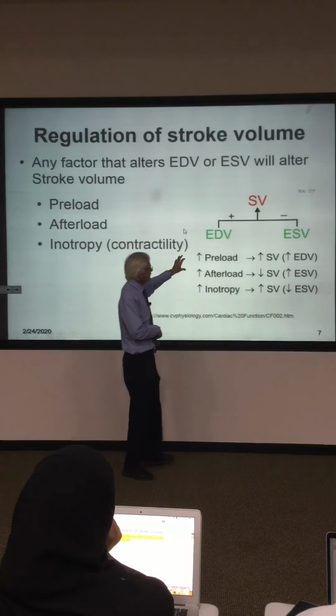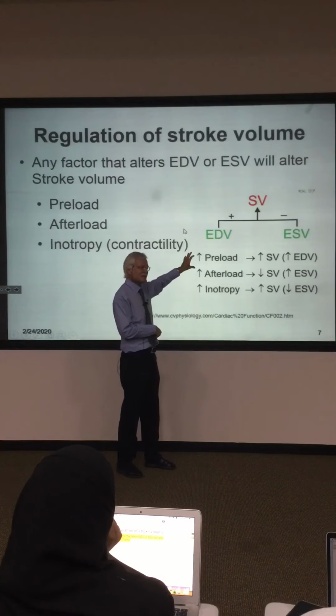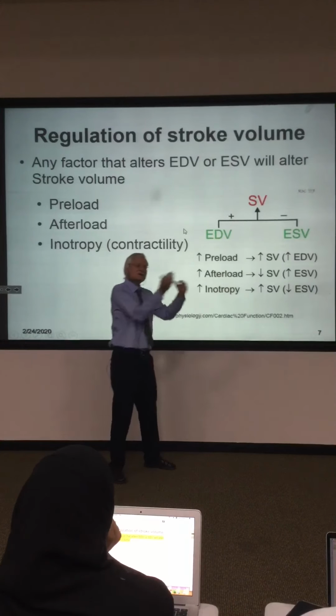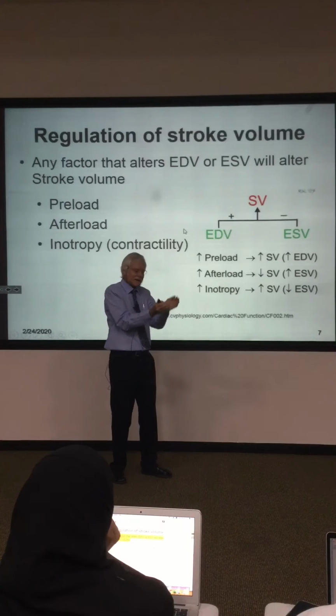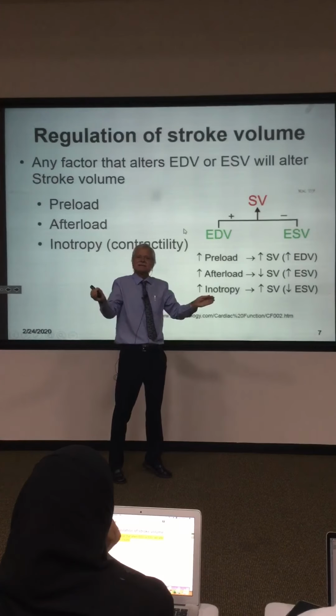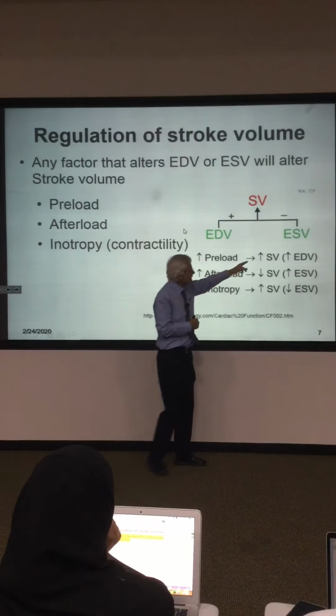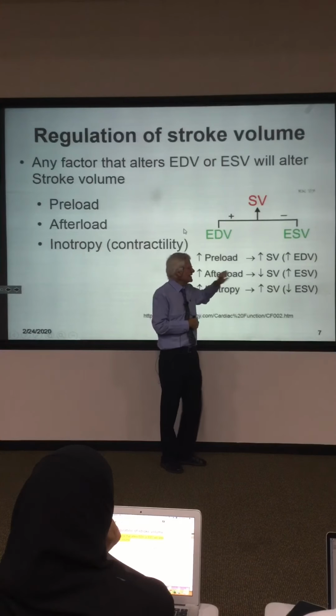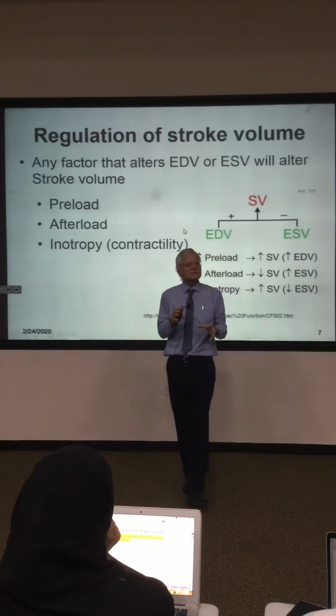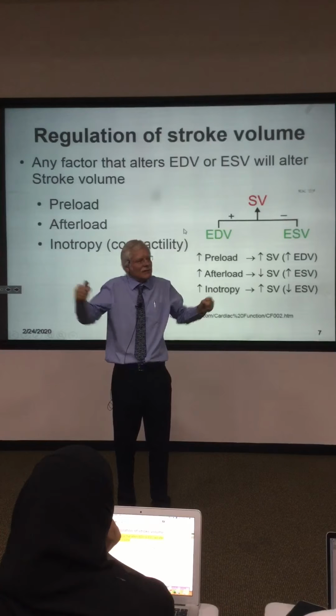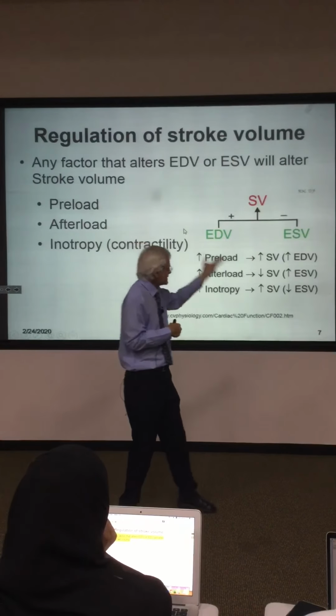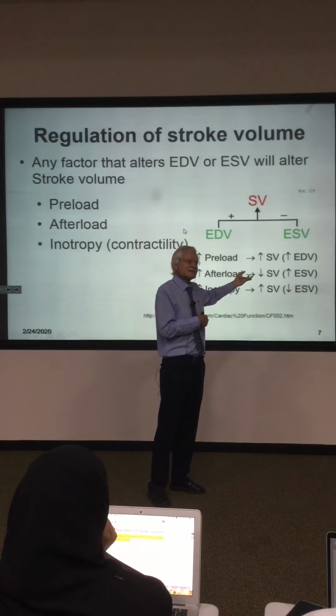So if you increase preload, if you increase the venous return to the heart, it's going to fill more, isn't it? It's going to fill more. And what happens is that the heart automatically responds by contracting more forcefully. And so the stroke volume increases.